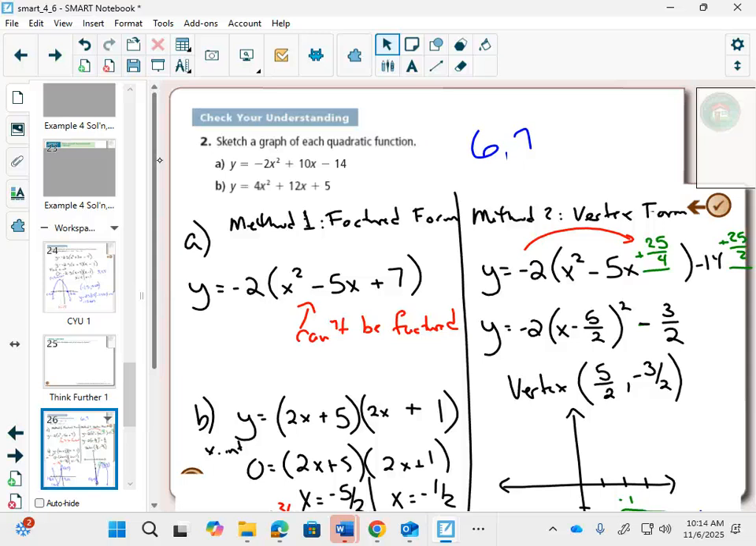Cross out the 25 over 2. Why is it positive and not negative? Because of this negative right here. Yeah, but when I put this first green space right here, plus 25 over 4 gets multiplied by the negative, which makes negative 25 over 2. And I have to compensate with the opposite in the other space.